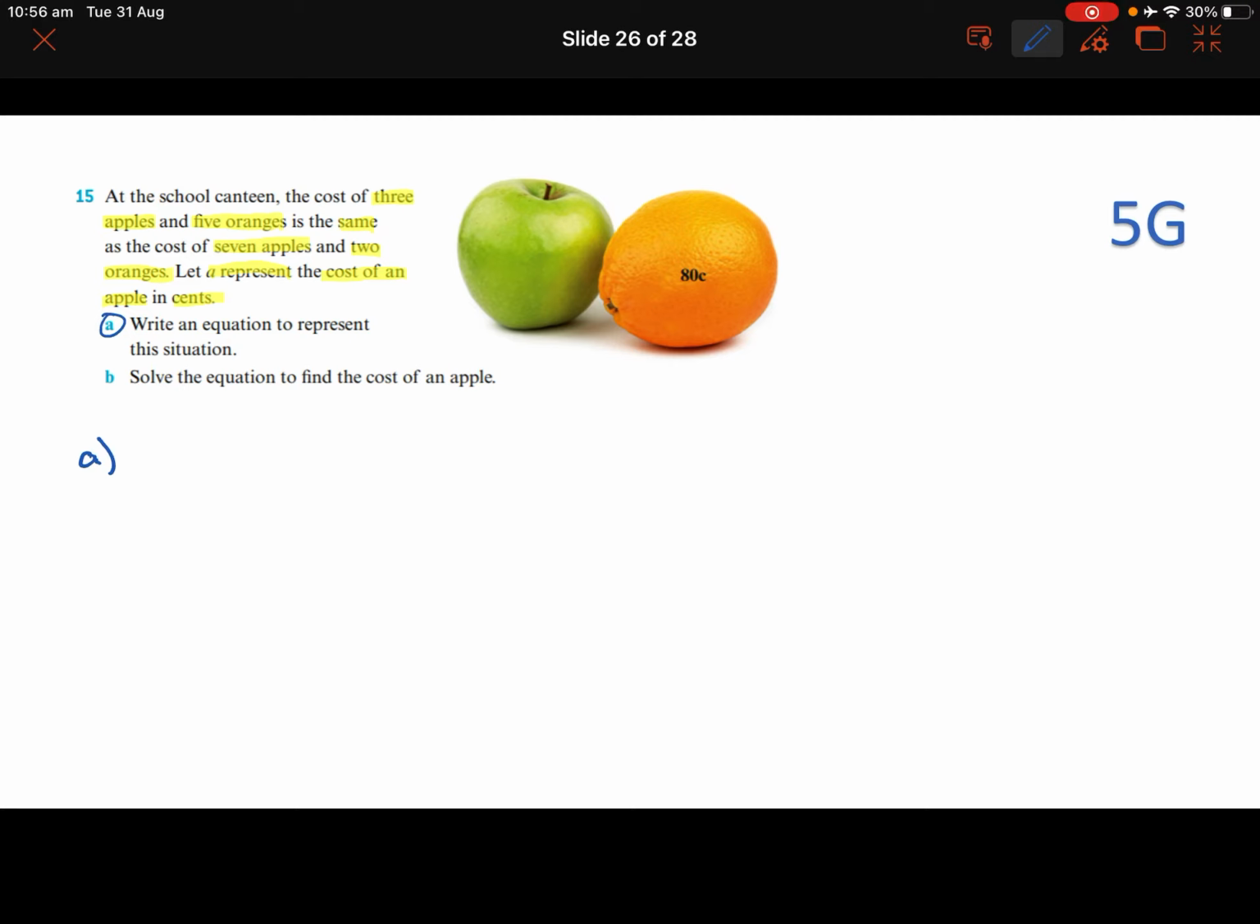So we're talking about cost. The cost of 3 apples. So 3 apples. We're going to write A because we don't know what the price of an apple is. So we just write A. Plus 5 oranges. Now, 5 oranges, over here, oranges are 80 cents, okay? So we need to figure out, well, how much is 5 oranges? So, why have I put 0.8 there?